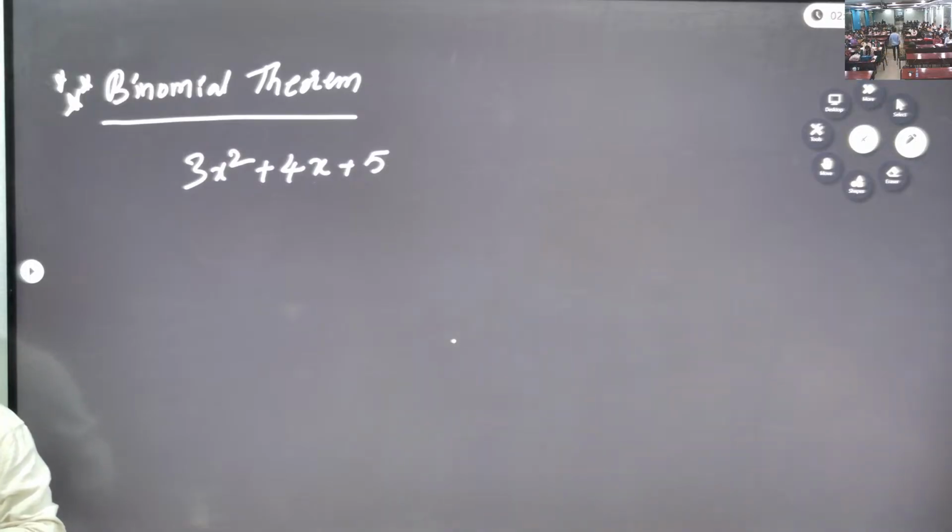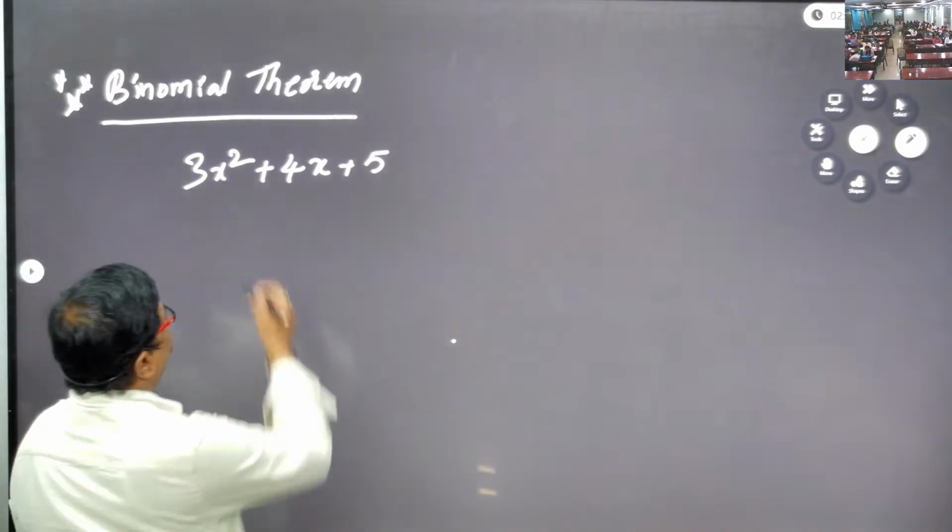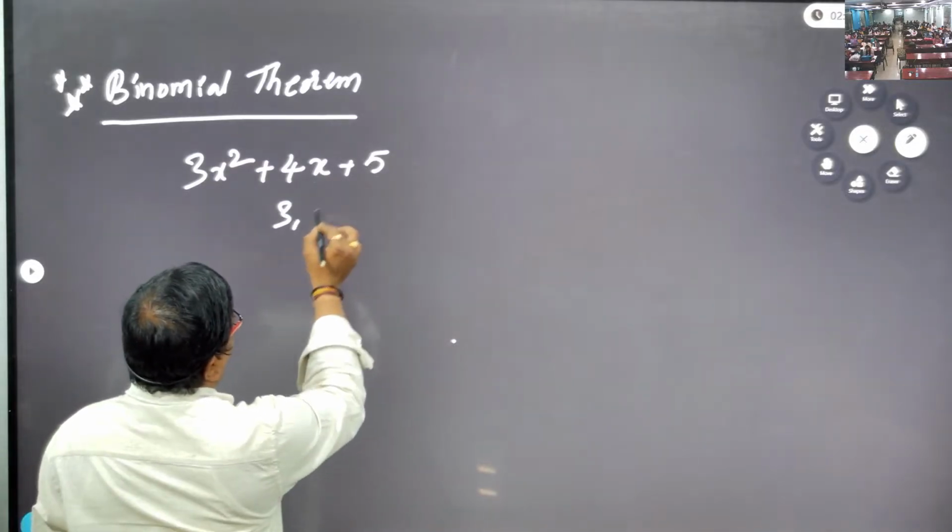Only 3, 4. 5 is not included according to you. Included or not included? Not included. Fine. So I say the coefficients of x are 3, 4, 5.